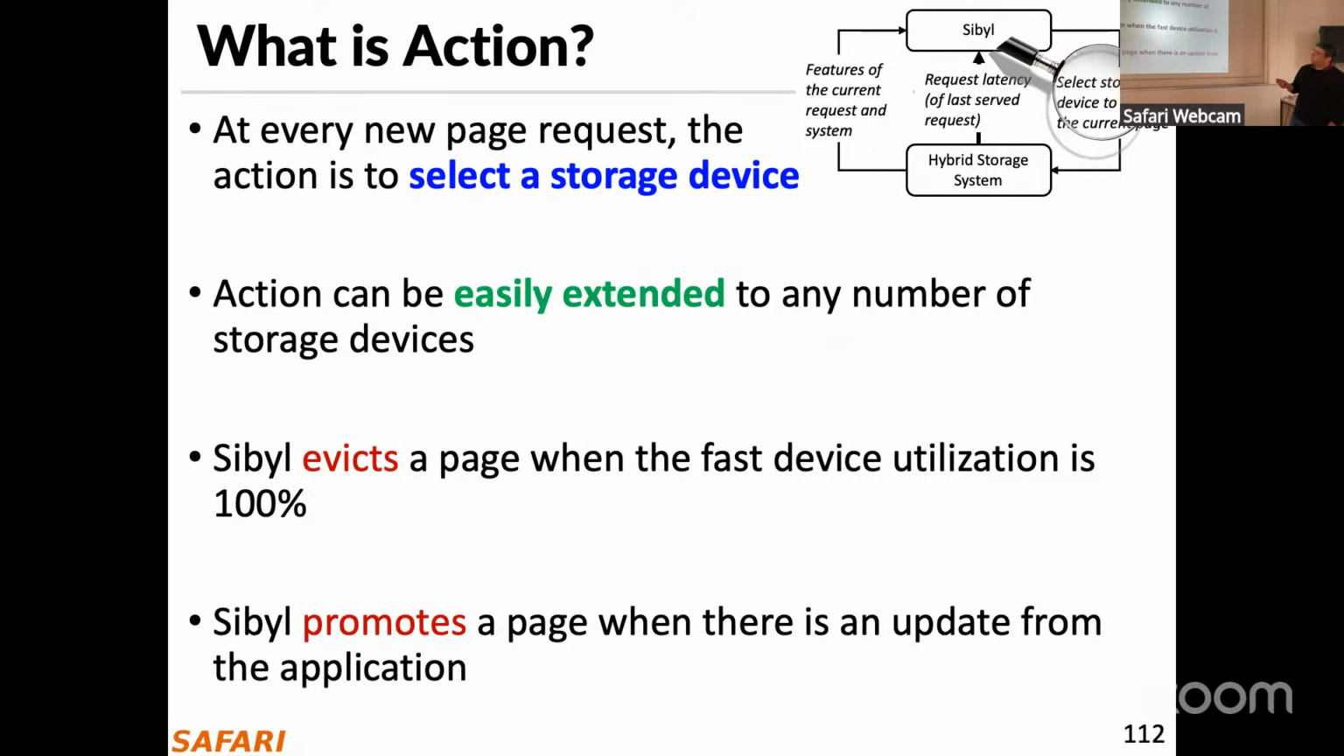And the action is also easily extended to any number of devices, because if you have a lot of storage devices, you just need to determine where the data has to be stored. And Sybil also evicts a page when the fast device utilization is 100%, and it promotes a page when there is an update from the application.